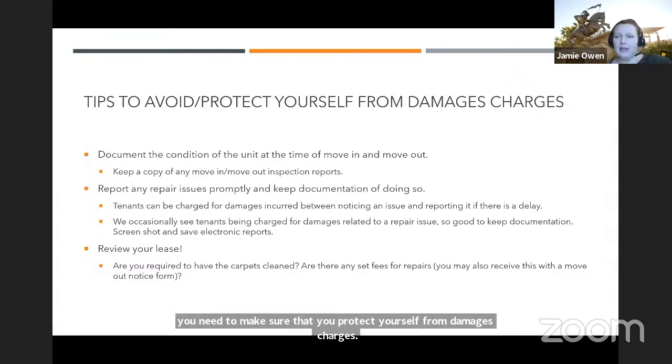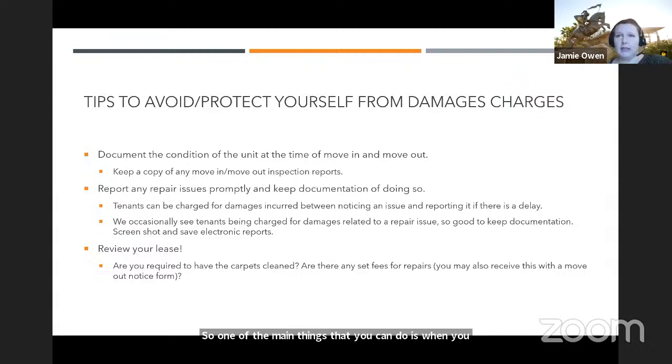So one of the main things that you can do is when you move out, well, one, clean and remove all your stuff. But once you've done that, document how you left the unit at the end, and preferably you would have done it at move-in too, but if you didn't, that's fine.